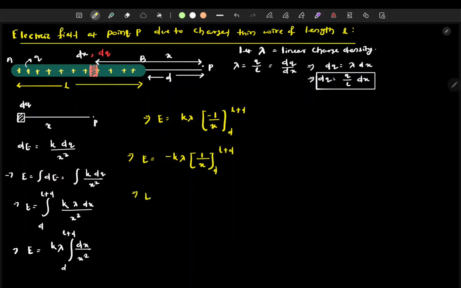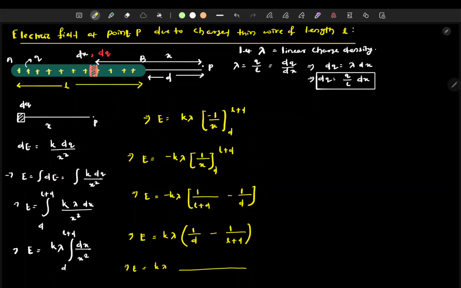Upper limit minus lower limit, so E is minus k lambda times 1 by the upper limit, that is L plus d, minus 1 by the lower limit, that is d. Then take the minus sign into the bracket, it will be k lambda times 1 by small d minus 1 by L plus small d. After taking the LCM, E is equal to k lambda, LCM is d into L plus d, and in the numerator it will be L plus d minus d. I hope up to this it is clear.